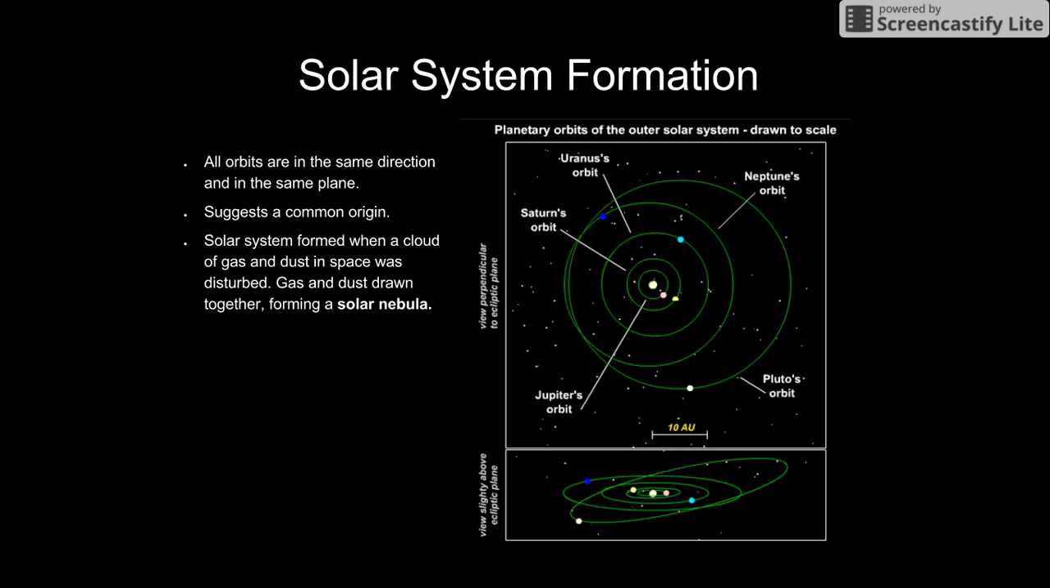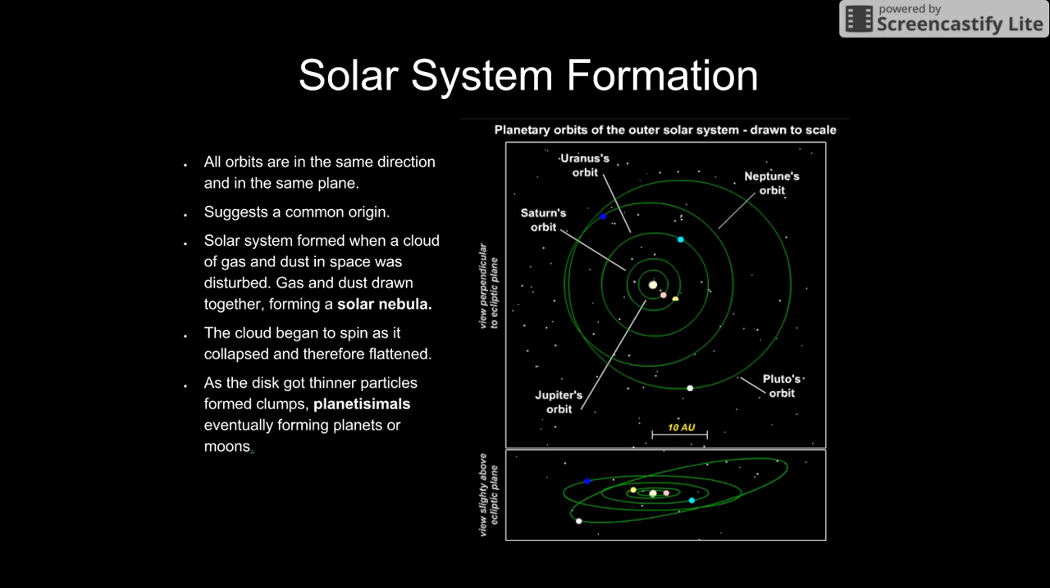The solar system formed when a cloud of gas and dust in space was disturbed, and the gas and dust drawn together formed a solar nebula. This cloud began to spin as it collapsed, and therefore it flattened. As the disk got thinner, particles formed clumps, and eventually they formed the planets that we have today.